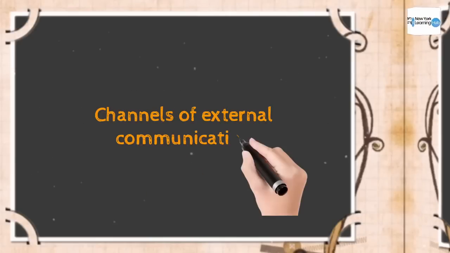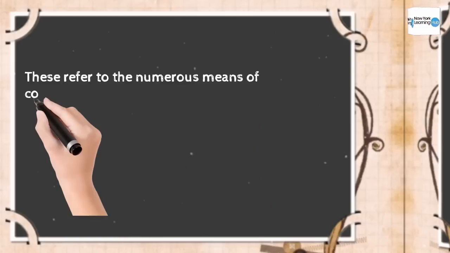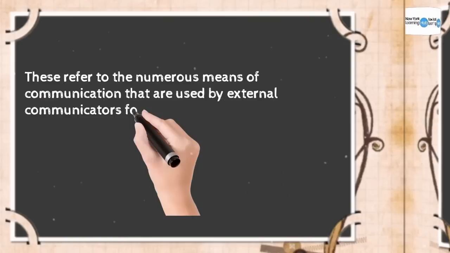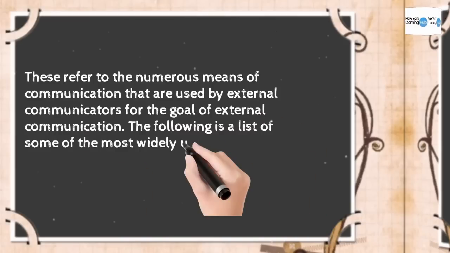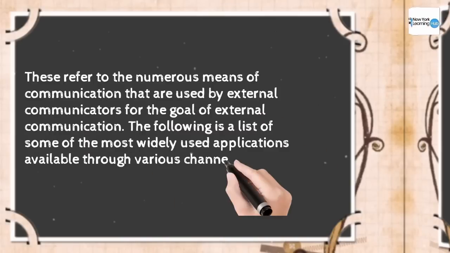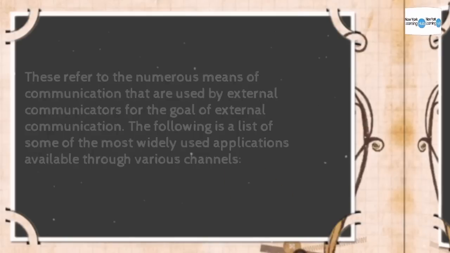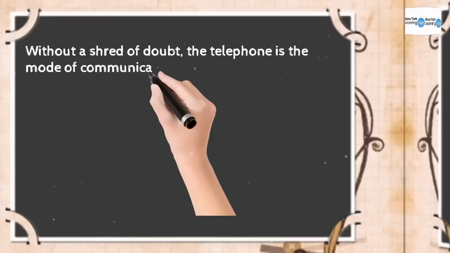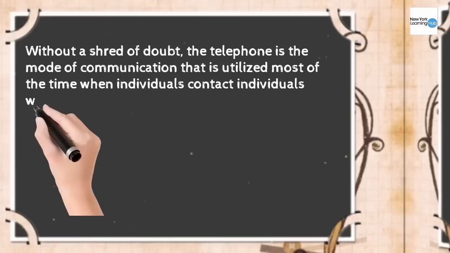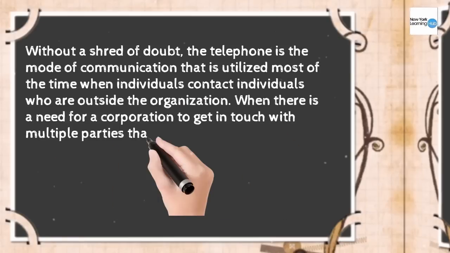Channels of external communication. These refer to the numerous means of communication that are used by external communicators for the goal of external communication. The following is a list of some of the most widely used applications available through various channels. Telephone. Without a shred of doubt, the telephone is the mode of communication that is utilized most of the time when individuals contact individuals who are outside the organization.